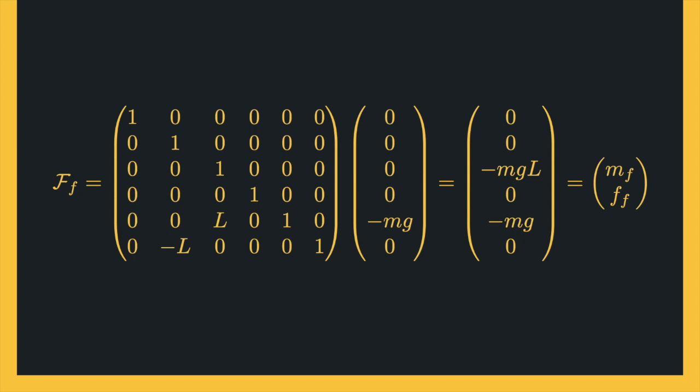Note that if more than one wrench acts on a rigid body, then the total wrench on the body is equal to the vector sum of the individual wrenches expressed in the same coordinate frame. Let's see this with two examples.